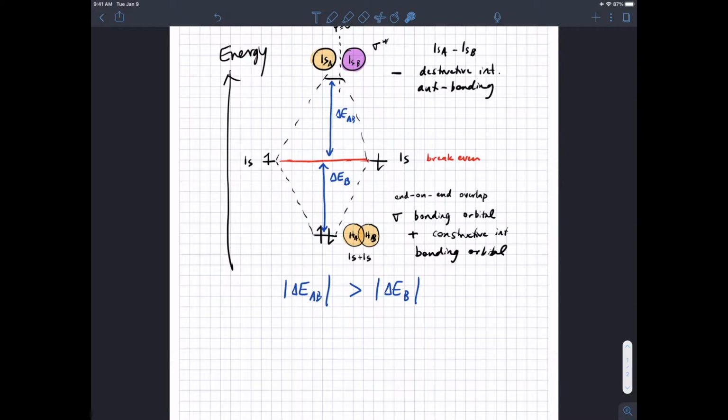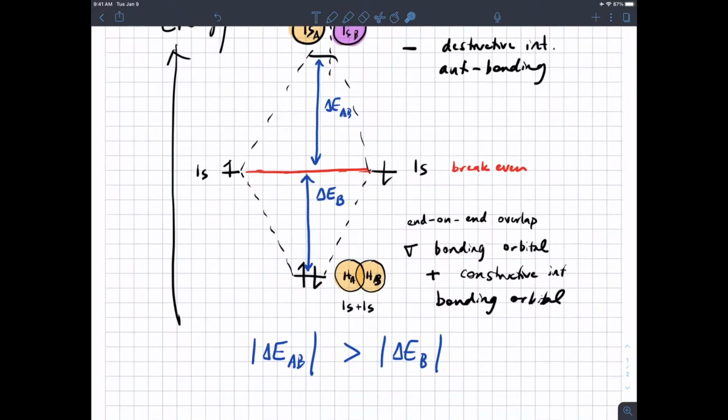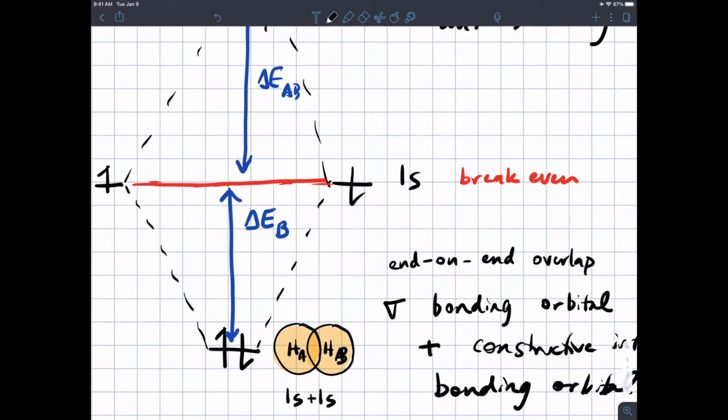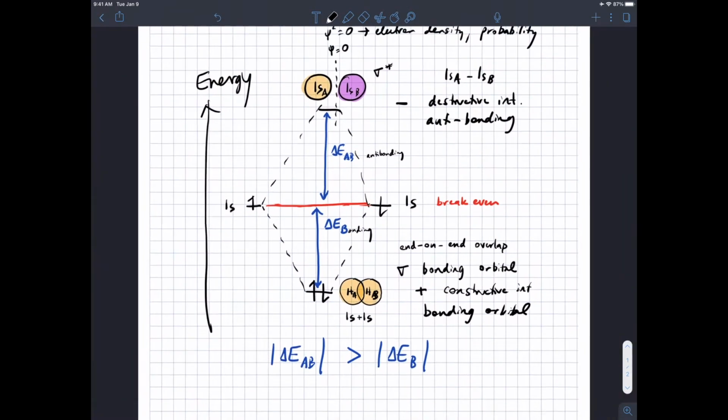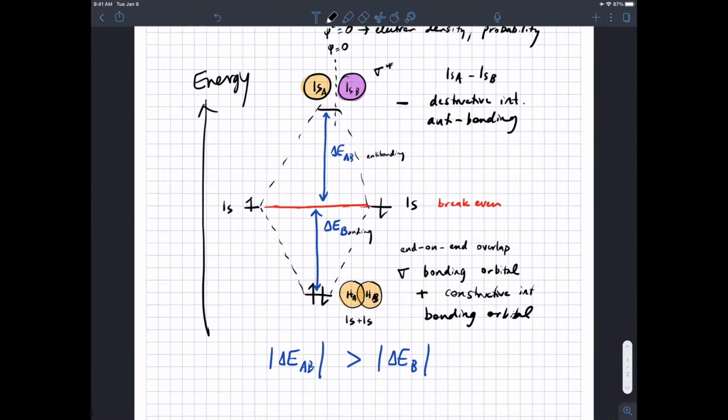The arrow with the energy gap, one is denoted delta EAB and one is delta EB. Why are they? AB is for antibonding, and B is for bonding. Sorry about that, I thought you were talking about the orbitals. Okay, cool. Good. What else?